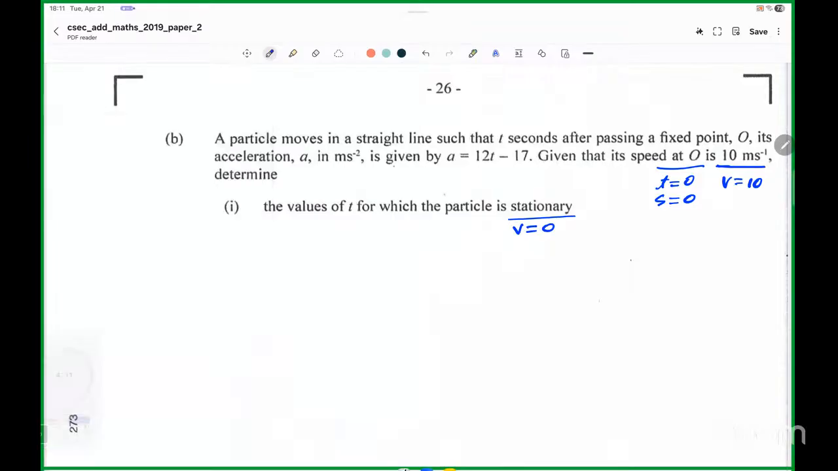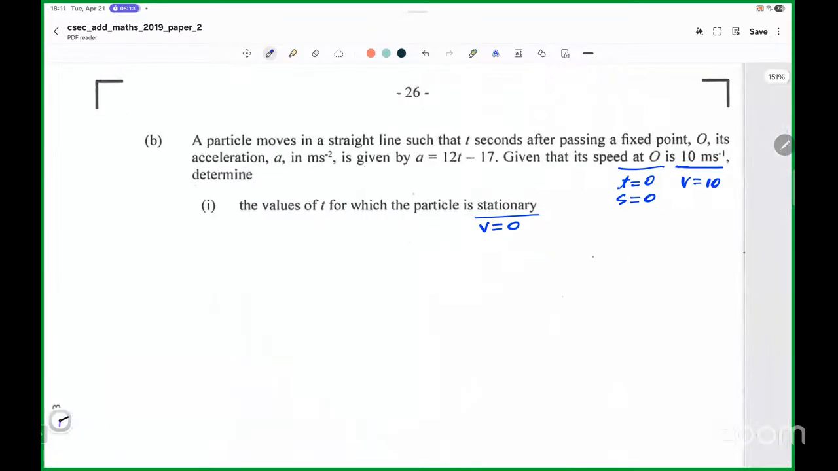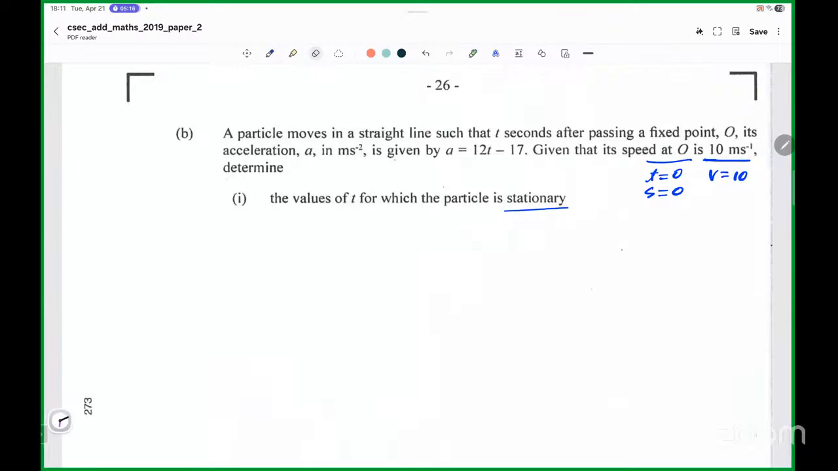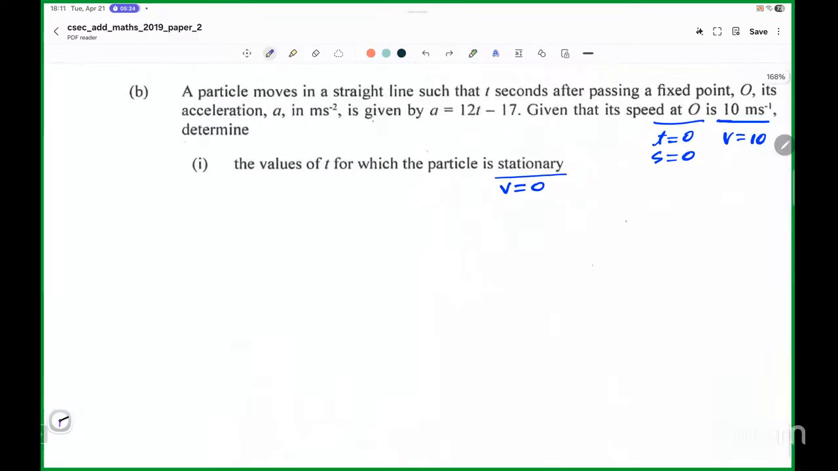All right, let's go. The first part I want is the velocity, right? They want the values of t when it's stationary. So you need to find the expression for the velocity so you can put it equal to 0. Stationary usually means instantaneous rest: a particle moving in a straight line becomes stationary in order to turn back and change its direction.